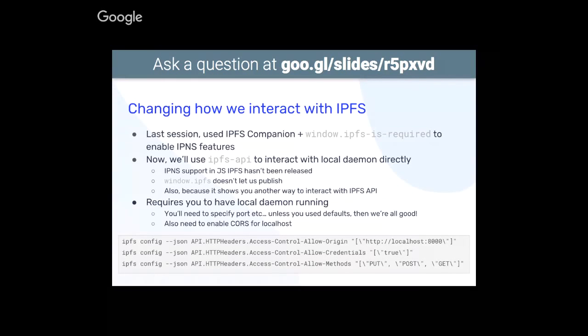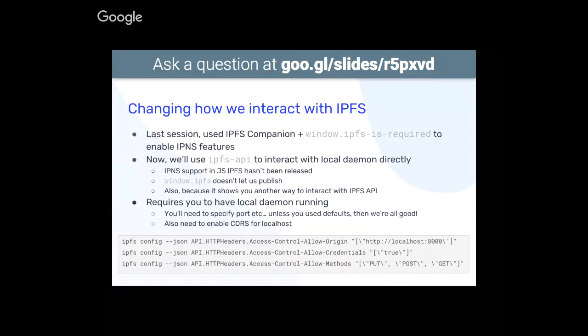Right. Anyway, so now we're going to use something called IPFS API to interact with our local daemon directly instead. Okay, so we're going to actually directly interact with that local daemon. The reason for this is that, as I mentioned before, IPNS support in JS IPFS hasn't been released yet, although it's very close. And window.ipfs that we get through the IPFS companion doesn't let us publish to IPNS keys yet, also, or at all.